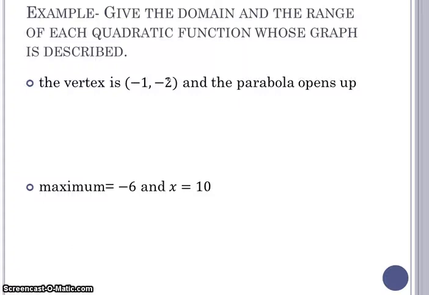All right, so now that we've wasted a minute. This is fun. Give the domain and the range of our function based on the description. Hopefully you weren't going down to the last second. Well, we'll see. All right, our vertex is going to be (-1, -2), and our parabola is going to open up.